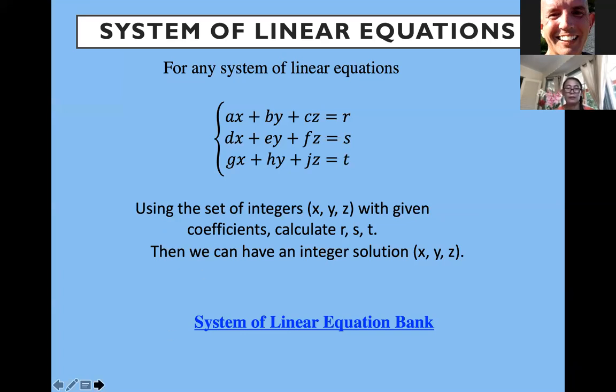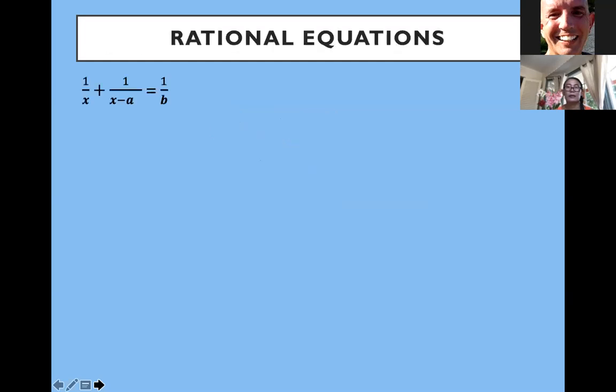So, not new to you. Now rational equation. I have this form right here: 1 over x plus 1 over x minus a equals 1 over b. And for this, you're gonna clear the denominators and do all the steps, so we come up with the quadratic equation in this way.